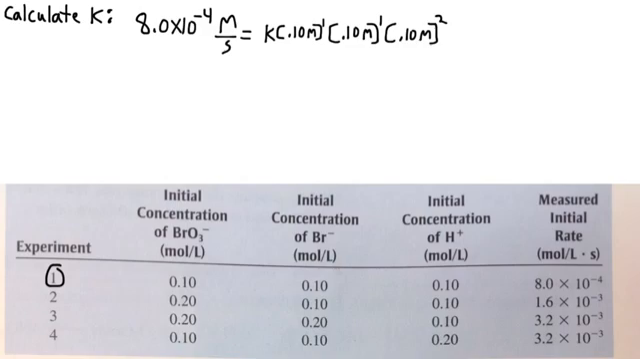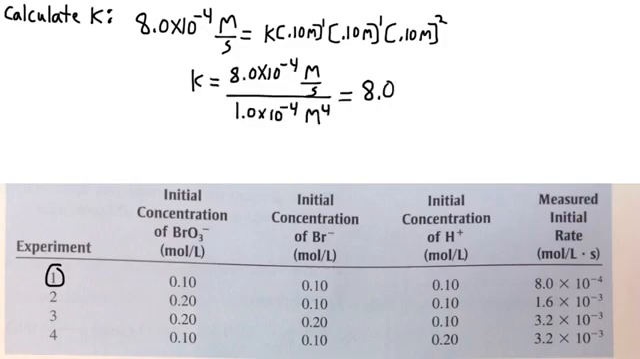So to solve for k, we're going to divide both sides by everything over here. When I do it, I'm going to keep the units so that I can see how it turns out. So the number is 8.0. The units are going to be molarity per second divided by molarity to the 4th power. So molarity divided by molarity to the 4th is like molarity to the 1st power minus the 4th power, so that's going to be molarity to the minus 3rd power, and then seconds on the bottom. So that's going to be turned into those units.